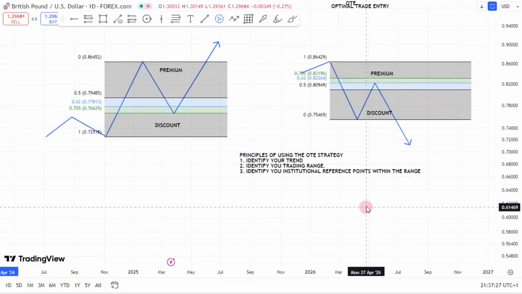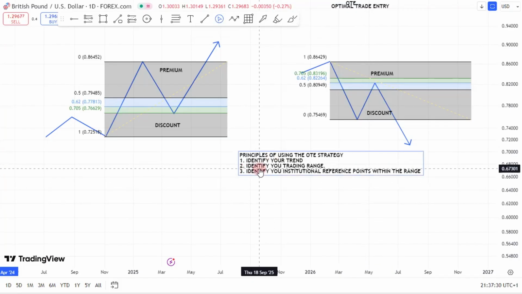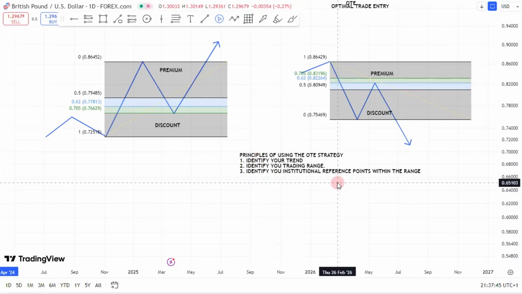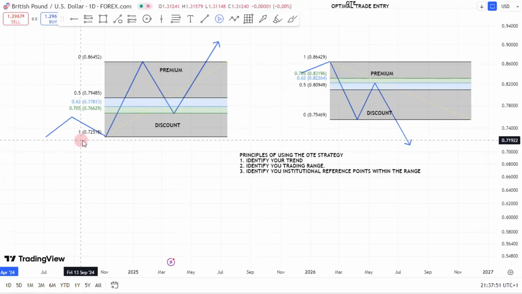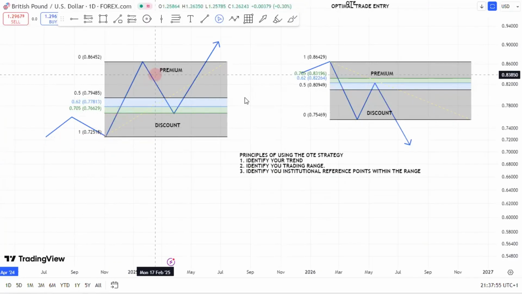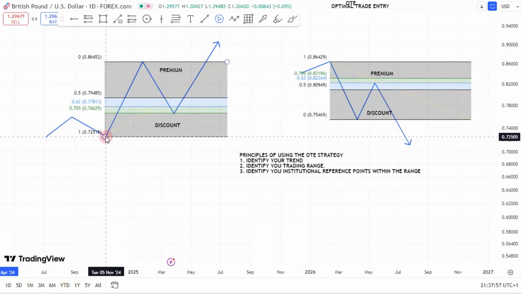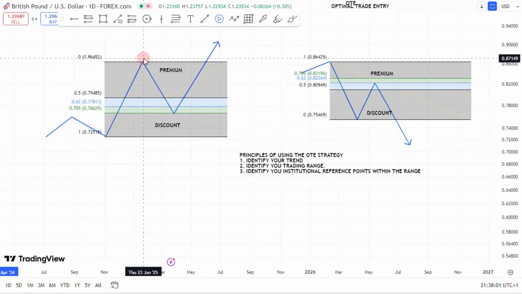Now, if you want to use the OTE, the first thing you need to do is identify the trend of the market. That is the market structure. Is the market structure bullish? Is the market structure bearish? Or is it consolidating? A consolidating market is a market that we don't really trade. The second thing you need to identify is your trading range. So your trading range in a bullish market is this low to this high. So you are now going to be using your fib to draw between the low and then the high here.